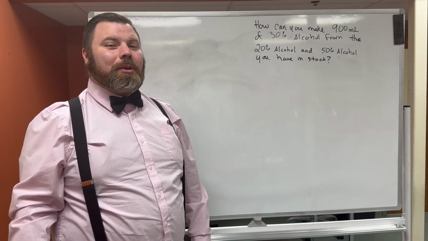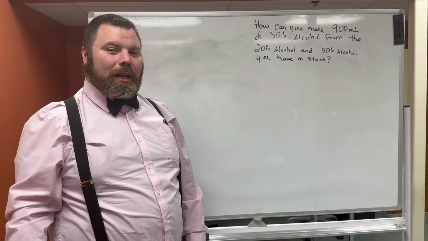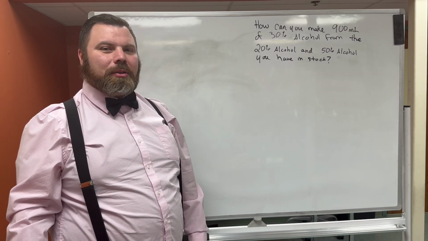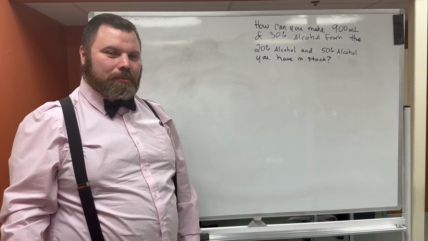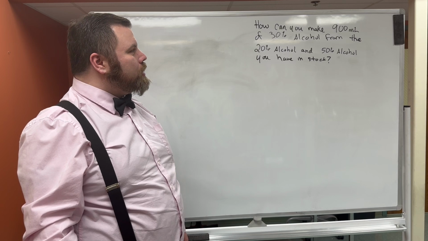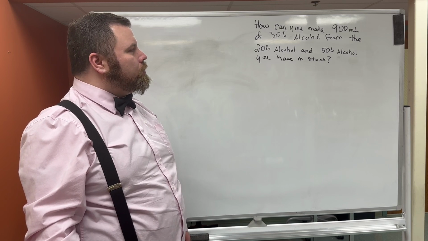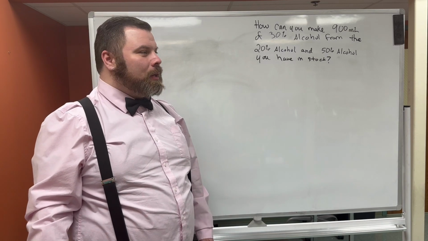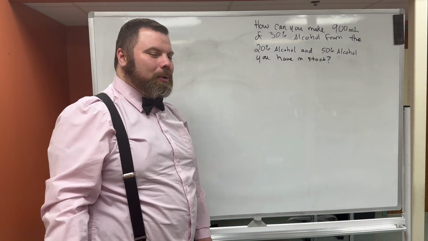Hi everyone, and welcome to another MHA math video. Today we're going to be encountering a problem that most pharmacy technicians encounter on their national exam. It's called an alligation problem. The problem reads as follows. How can you make 900 mLs of 30% alcohol from the 20% alcohol and 50% alcohol you have in stock? It's really very simple. Let's go to the board.